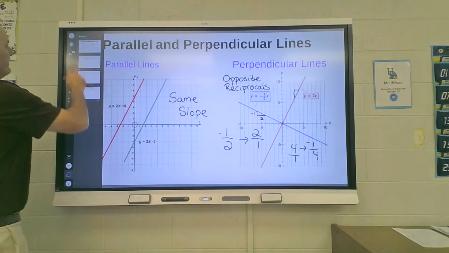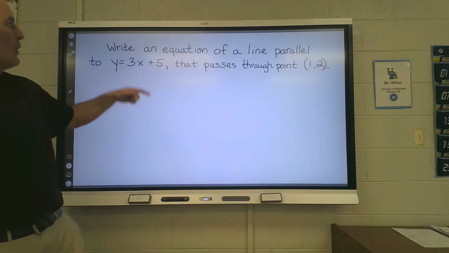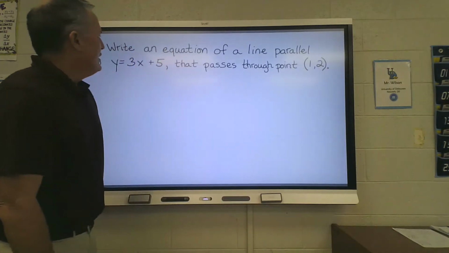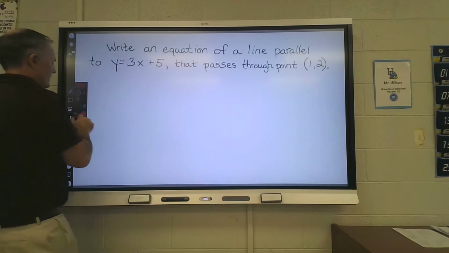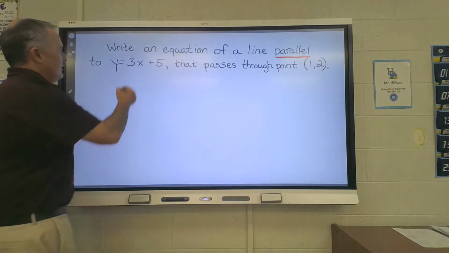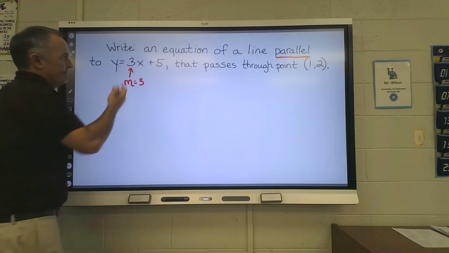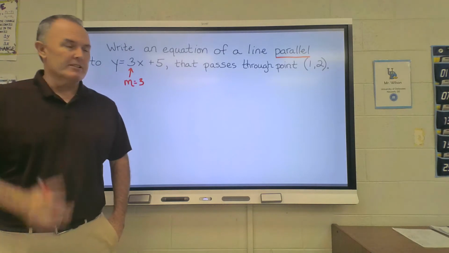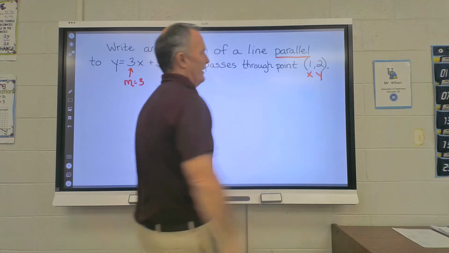Let's do some problems. This first problem says, write an equation of a line that is parallel to y equals 3x plus 5 and passes through the point (1, 2). If it's parallel, it has to have the same slope. Well, we already have our slope in this one. Our slope right here is going to be 3. Remember, y equals mx plus b. The coefficient in front of the x is our slope. Also over here, we have a point. We have an x value and a y value.